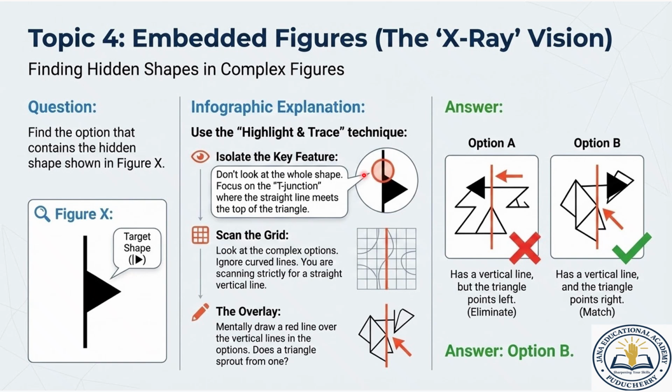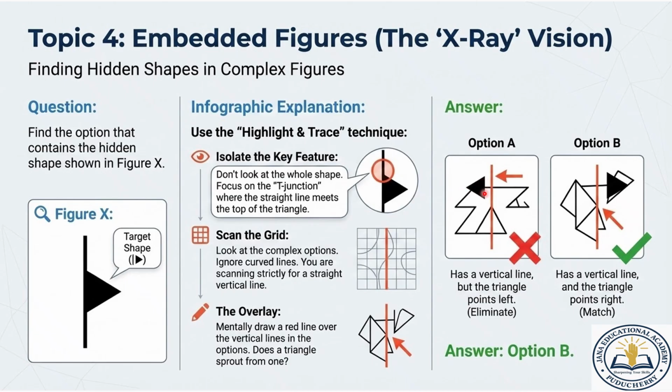That is the thing we saw in the concept. Always focus, take one picture, assume a triangle or star-like picture, and follow that picture. Scan the grid, because complex options will be given. Look strictly for a straight vertical line that is cut by a triangle-like picture. Mentally draw a red line over the vertical lines in the options. If there's a triangle, sprout the line. You see option A. In option A, we have to draw a line mentally.